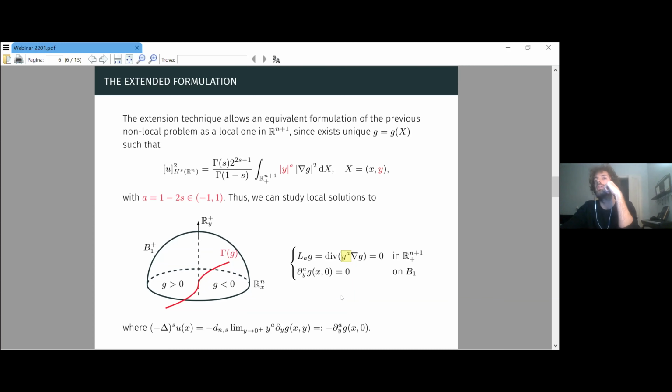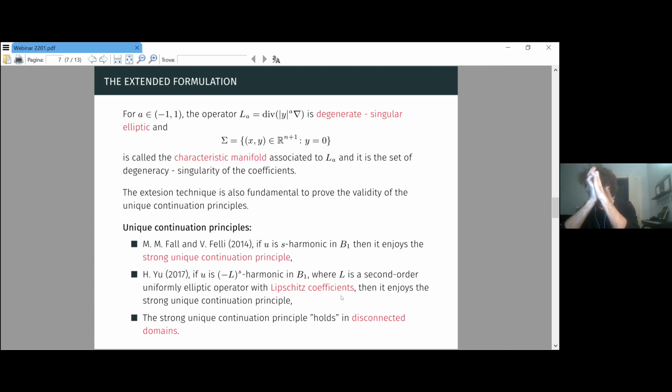Actually, in our paper, we decided to study this kind of operator, and then by imposing the Neumann condition, we apply this result to the case of an S-harmonic function. But for the sake of simplicity, I decided to avoid that part. I just wanted to mention why this operator is tricky: as you can see, if a is positive, the weight y with exponent a is equal to zero on the set sigma. Instead, when a is negative, this coefficient blows up on this set sigma. So sigma is the core of degeneracy and singularity.